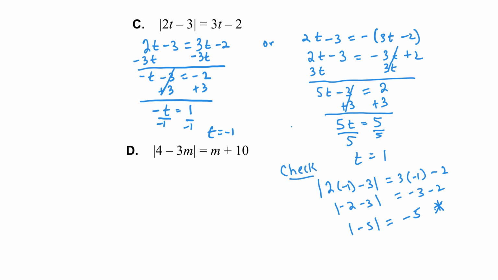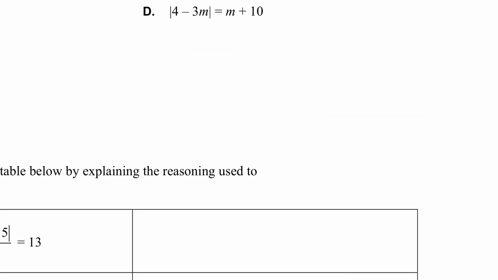So what we're doing here is we're checking. We're going to try 1. So we have the absolute value of 2 times 1 minus 3. And we're checking if 3 times 1 minus 2 is going to be equal to the left side. So we have 2 times 1 is 2. 2 minus 3 is negative 1. So is the absolute value of negative 1 equal to 1? Because 3 times 1 is 3 minus 2. And the answer is yes. So that's true. So the only answer is t equal 1.